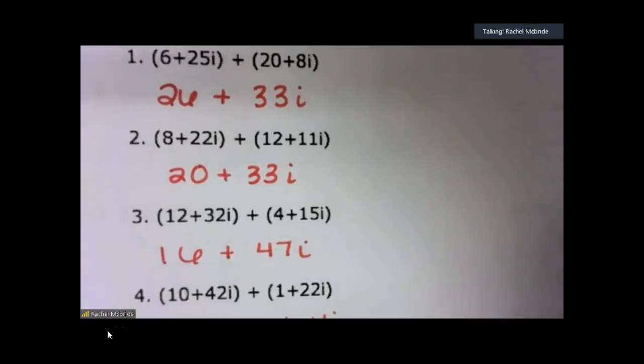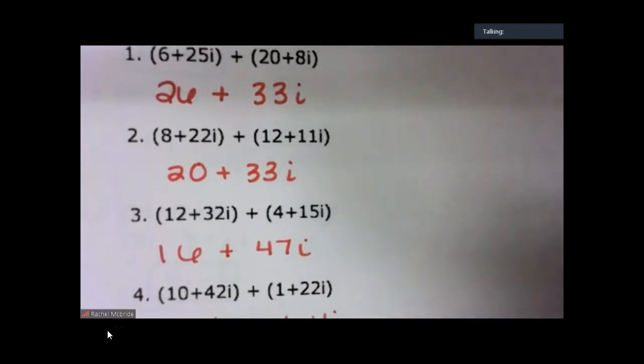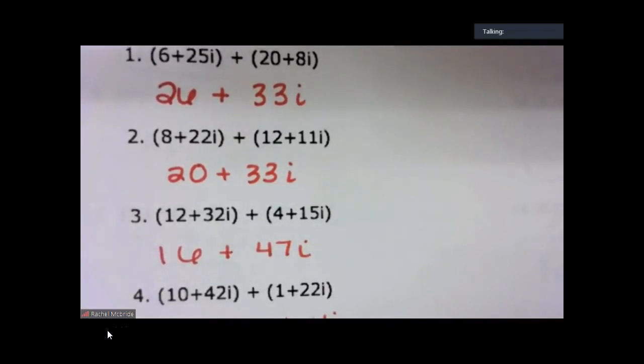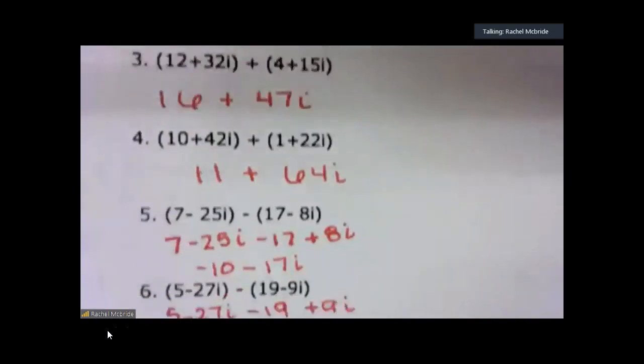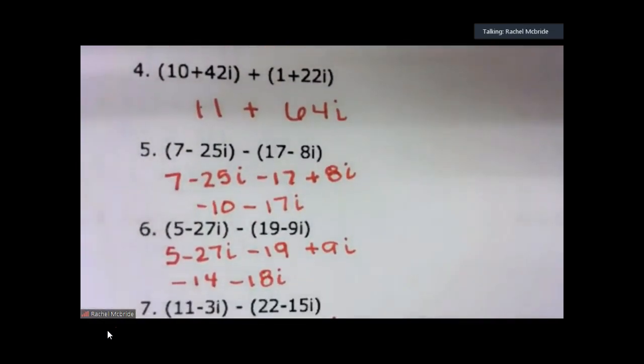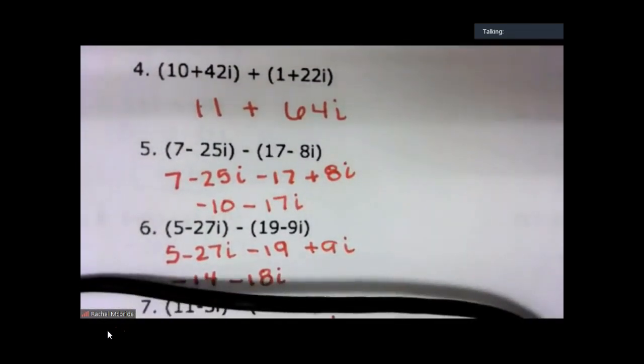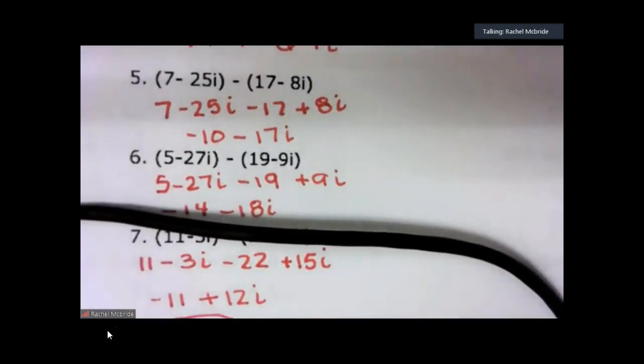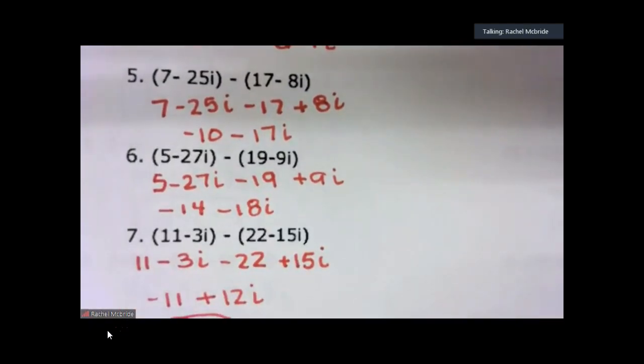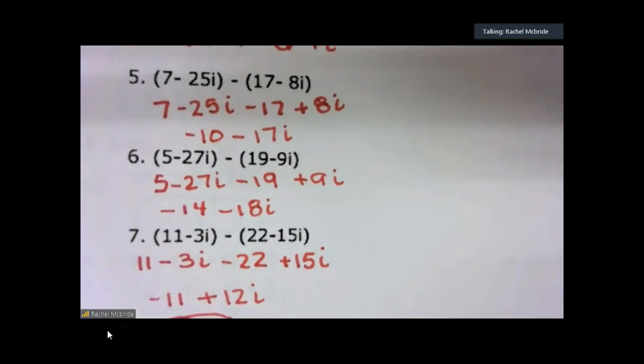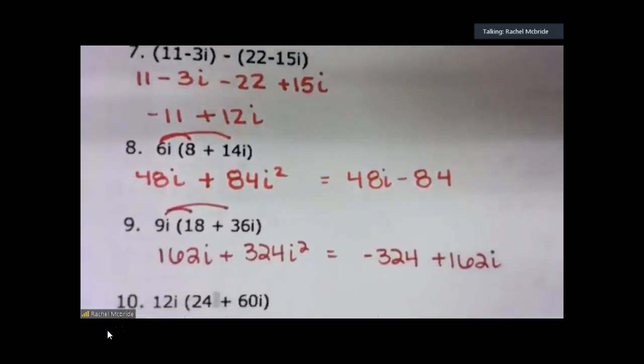26 plus 33i. 20 plus 33i. 16 plus 47i. 11 plus 64. What's going on? Okay, number 5. Negative 10 minus 17i. 6. Negative 14 minus 18i. 7. Negative 11 plus 12i.